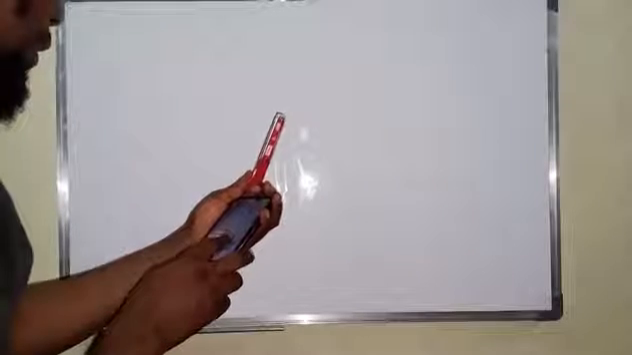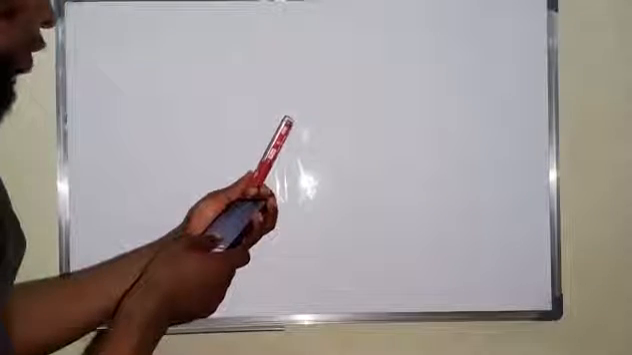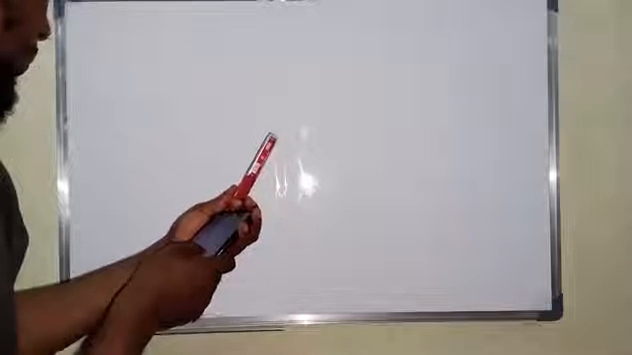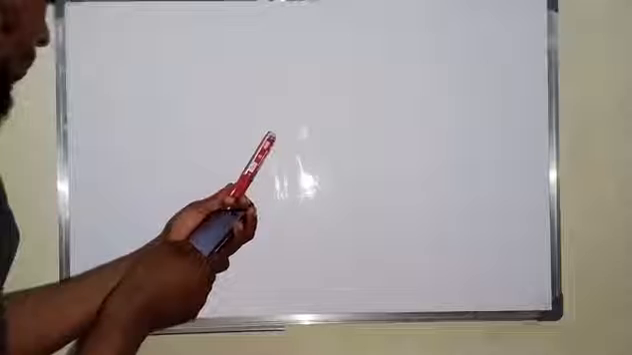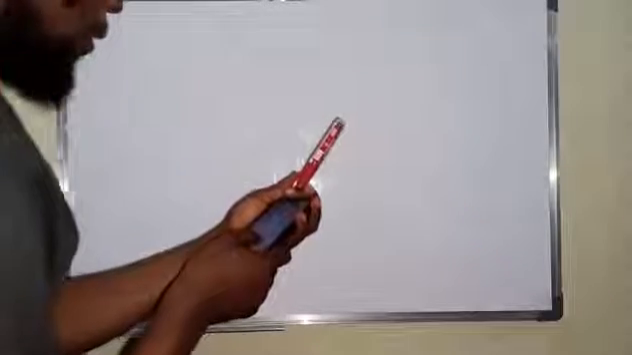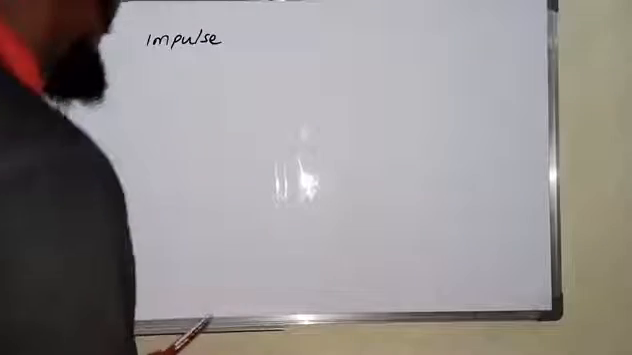All these are true about impulse, except: A, change in momentum of a body. B, its unit is Newton second. C, product of force and time. D, change in acceleration of a body. So all these are true about impulse, except. So impulse is the term here.